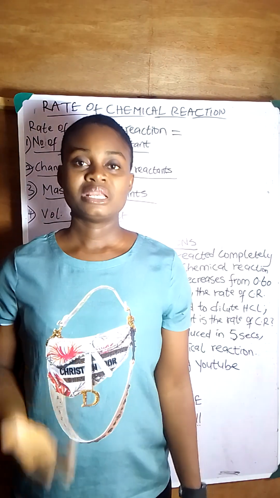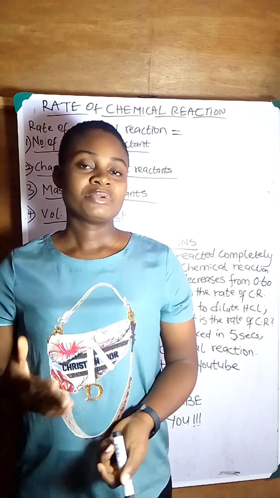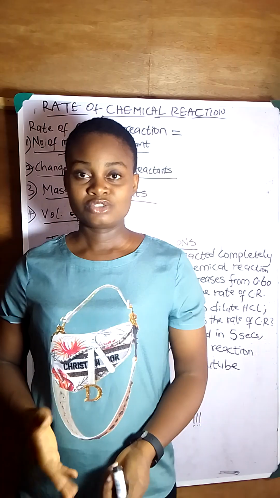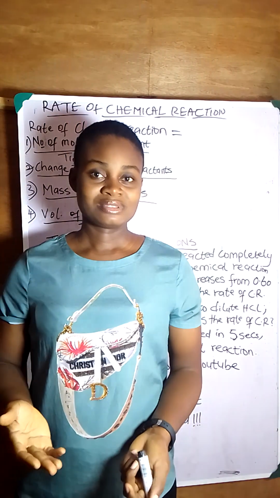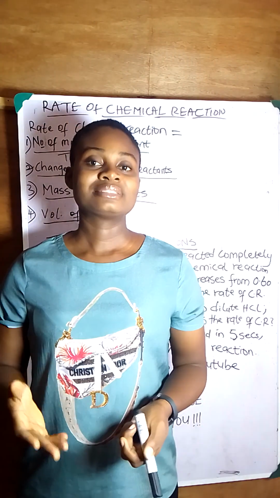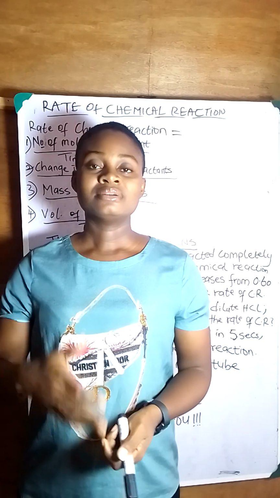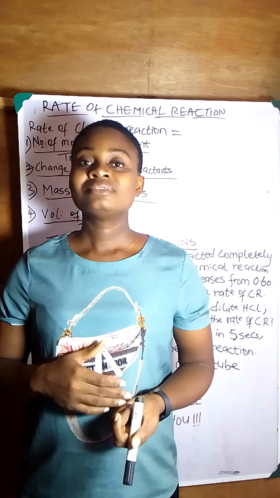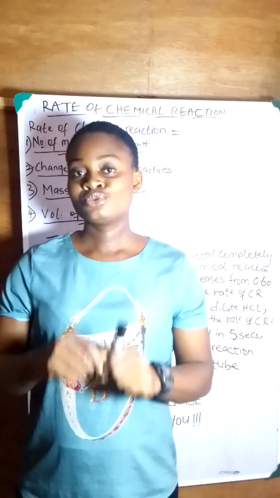Anytime you hear the word rate, it talks about relating something to time. Rate of chemical reaction has to do with the time it takes for a reactant to be converted to a product. So this is dependent on factors that affect rate of chemical reactions. Factors like temperature, pressure, nature of reactant, concentration, and all that. So mathematically, there are 4 different formulas we can use to solve questions relating to rate of chemical reaction, and this is exactly what we want to do today.